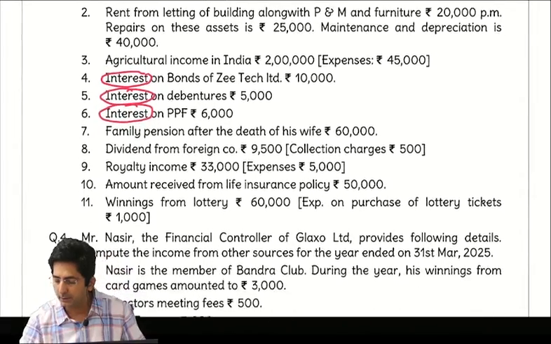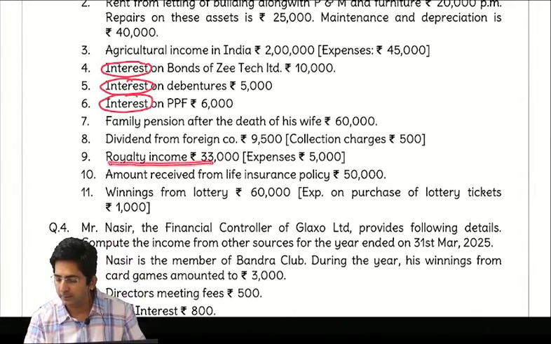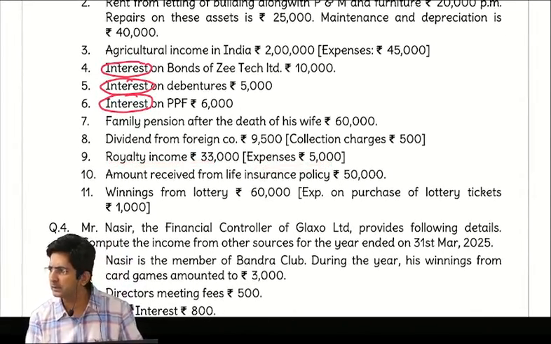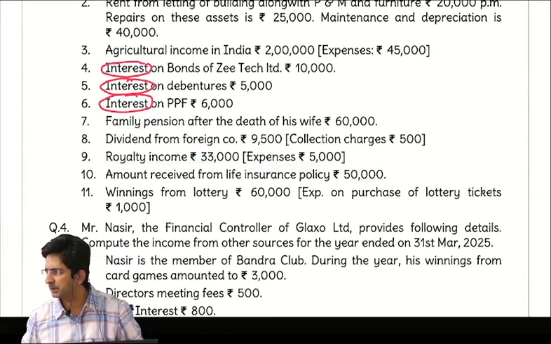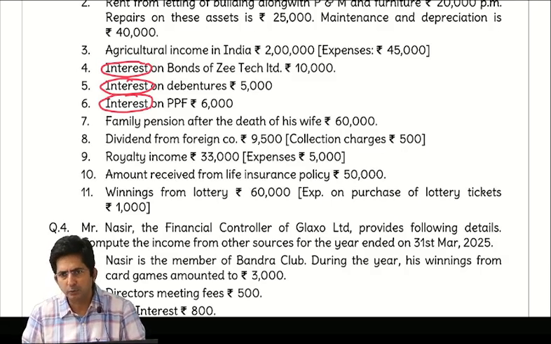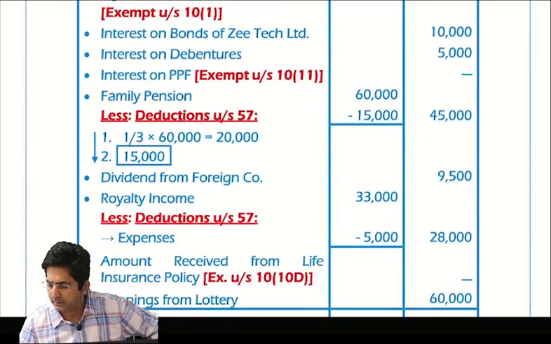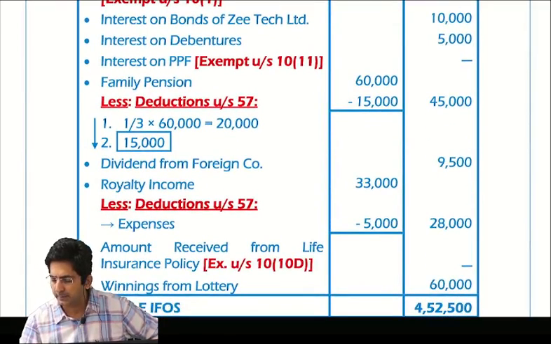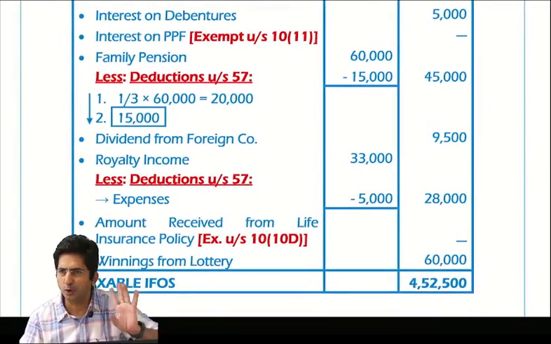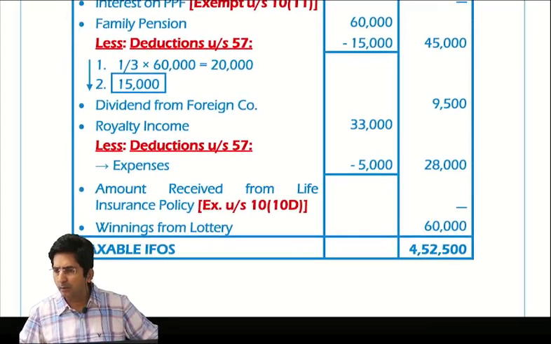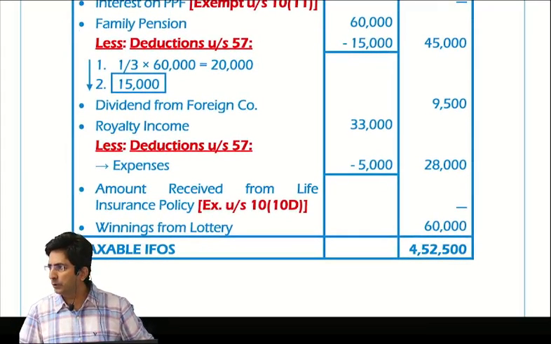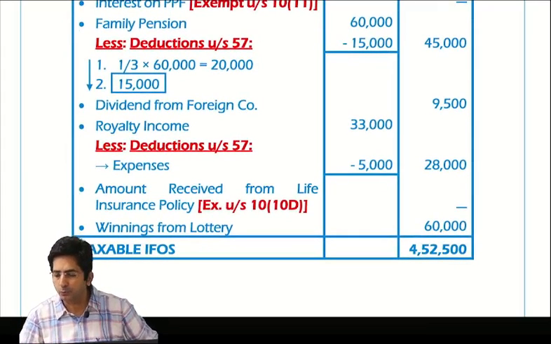Then in the question there was royalty income and there was an expense. Here you will minus. General rule is what? Any taxable income, deduct the expense. So royalty is a taxable income, so deduct the expense. So 33,000 in the inner column, less 5,000 expense, 28,000. Then there was a life insurance policy, that is exempt. Then winnings were there, all that was normal. So what is the total? 4,52,500 taxable income from other sources.